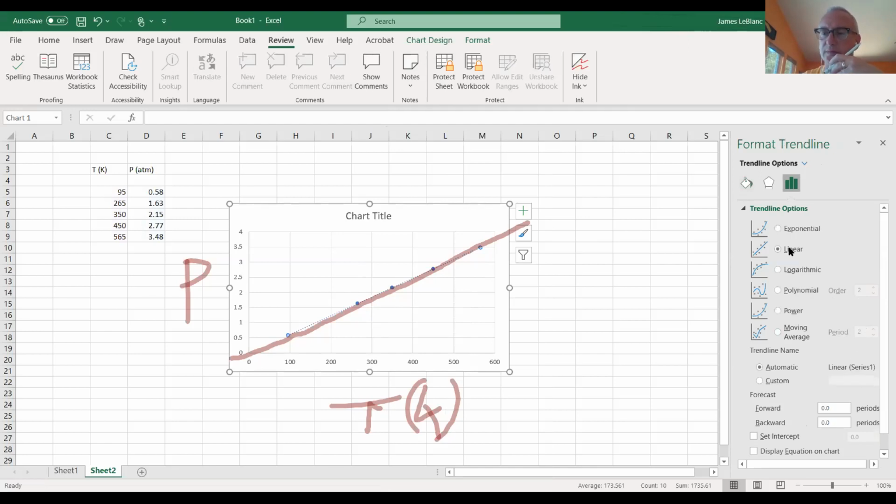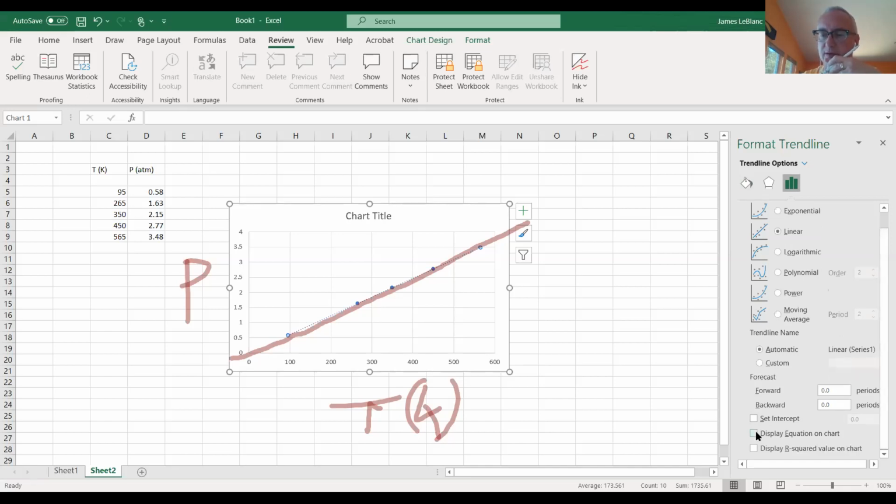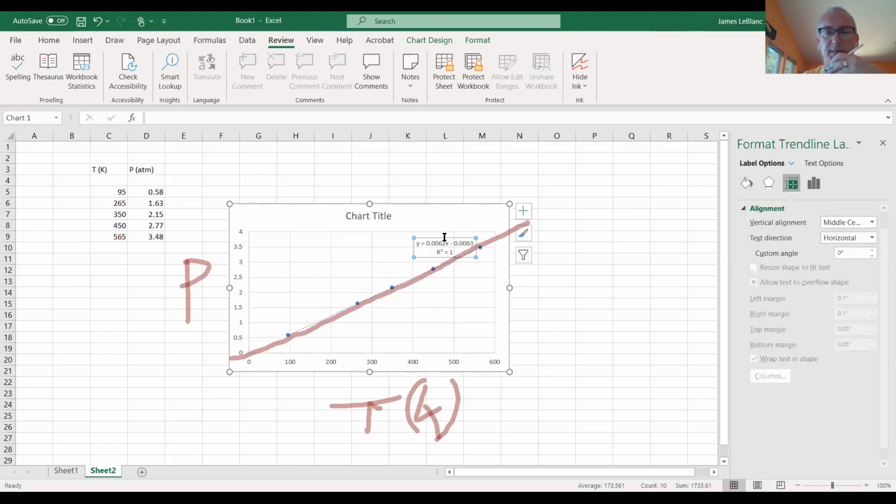Oh, show. Let me get my face out of the way. Display equation on chart. There we go. And the R squared. Gee, that was easy, huh? Yeah, so here's our y, finally. Here's our y and x. Here's our slope. How did you do that?